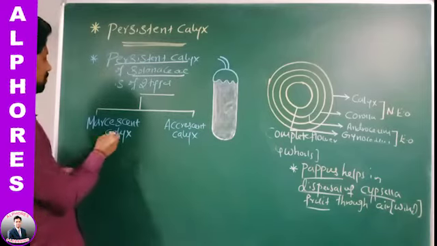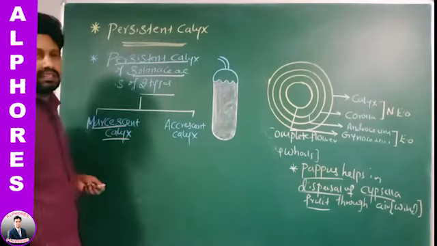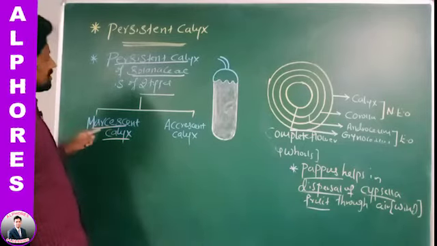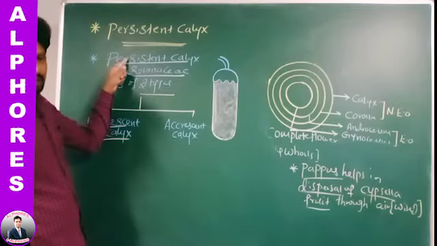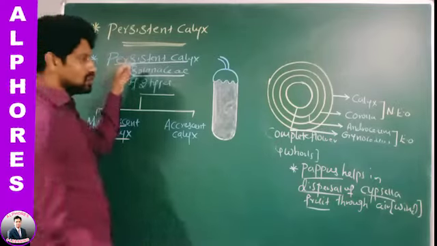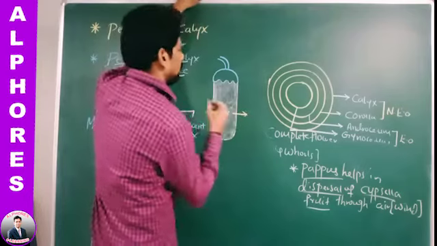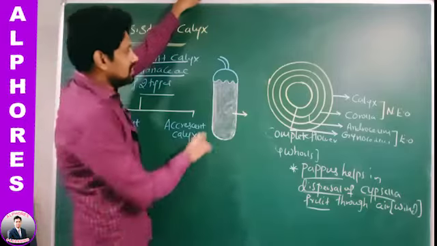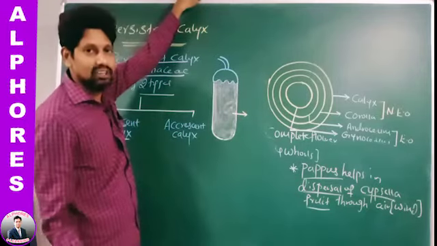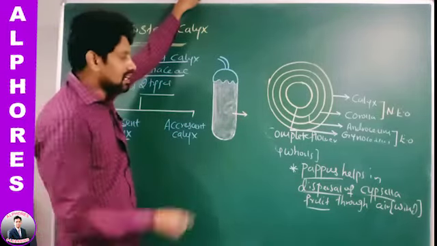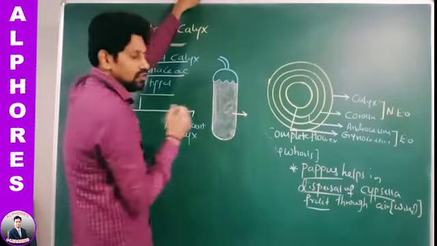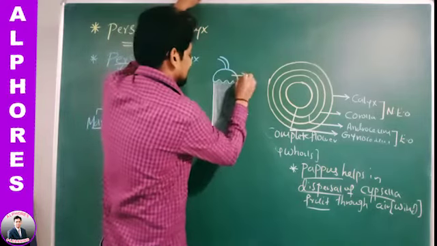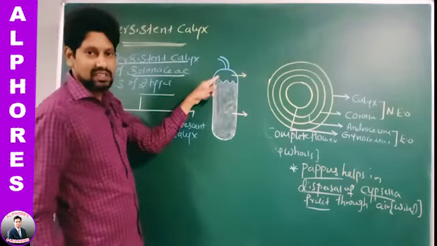What is it, sir? Marcescent calyx. Okay, listen here. Sir, marcescent calyx is a type of persistent calyx. Yes or no? Persistent calyx means it should be along with the true fruit. Now see this diagram. Sir, this is the diagram of brinjal. In the case of brinjal, this is the true fruit. Here, this is the persistent calyx.